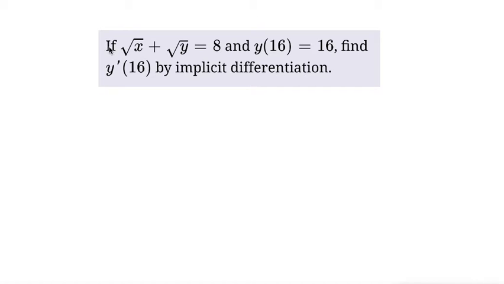So this problem says if the square root of x plus the square root of y is equal to 8 and y of 16 is equal to 16, find y prime of 16 by implicit differentiation. So implicit differentiation means that we're treating x as our variable and y is a function of x. So every time we take a derivative of y, we need to use the idea of the chain rule and multiply it by dy dx, or by y prime.